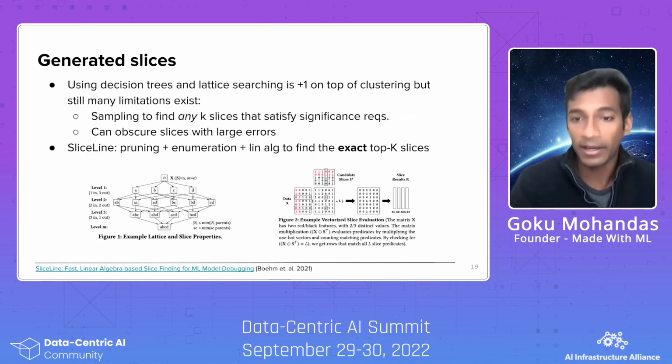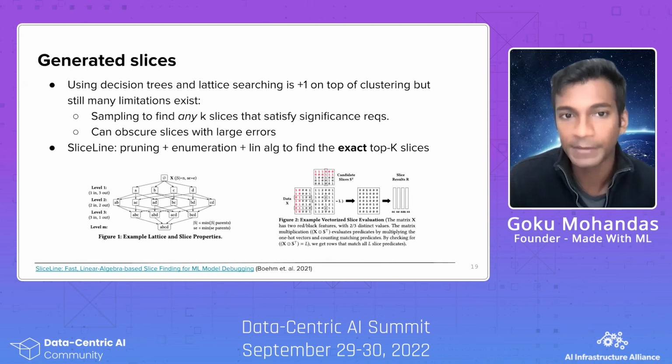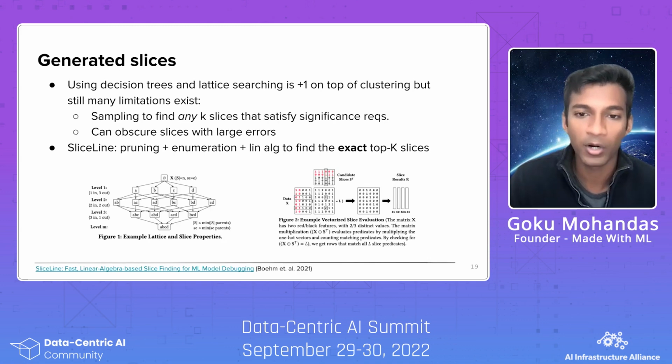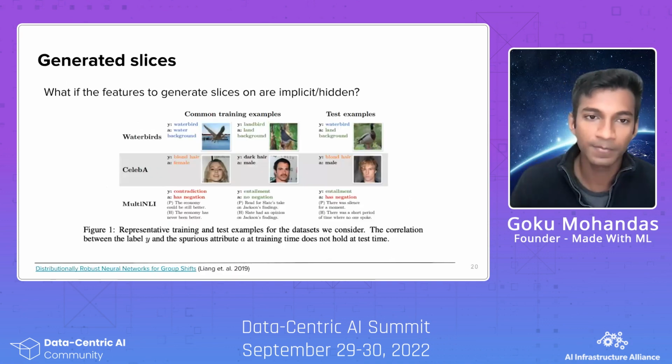There are a lot of packages, and there's research coming out every year on this, trying to combine the concepts of pruning, enumeration, and linear algebra to find these slices of data that are going to be less performant than the overall performance on the entire data set. So it's a very interesting line of work here. And this is great, just to be able to have a data set and have all this evaluation happen for you automatically, and you can start to identify these issues long before putting things into production.